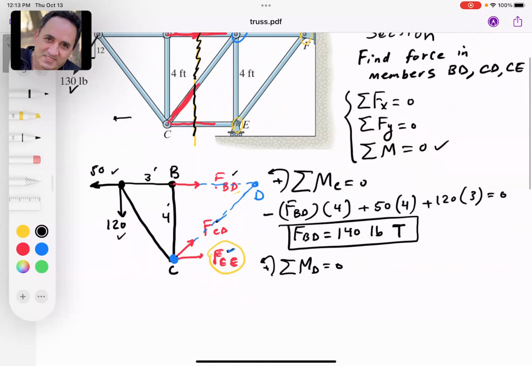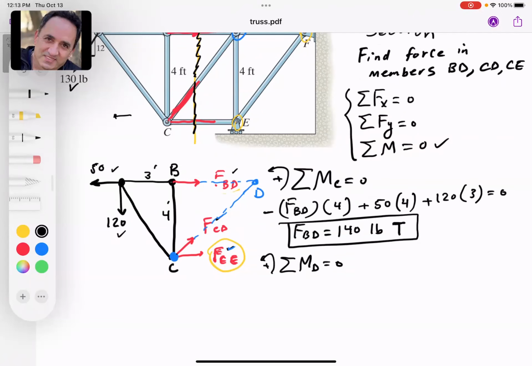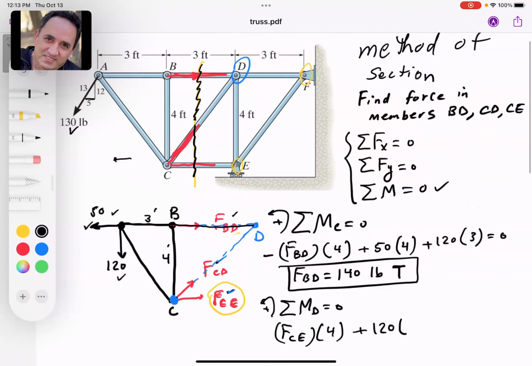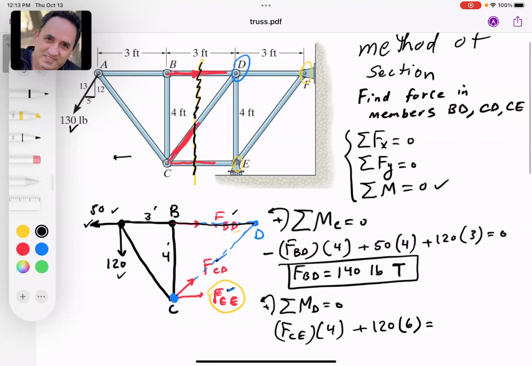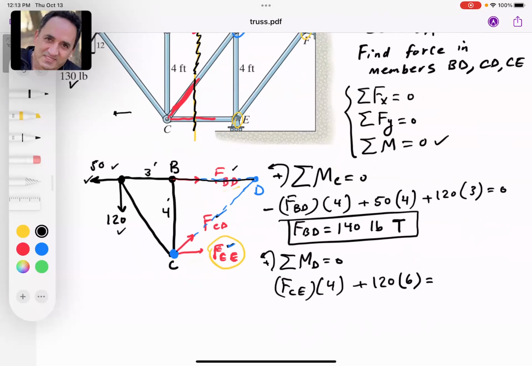Again, let's say counterclockwise is positive. So that leaves just FCE, right? Times what? Times 4, going counterclockwise, positive. And then notice that even the 50 pound here, this 50 pound passes through D, doesn't have any moment. So that leaves 120, which is going also counterclockwise, times, looks like 6, right? So that's equal to 0.